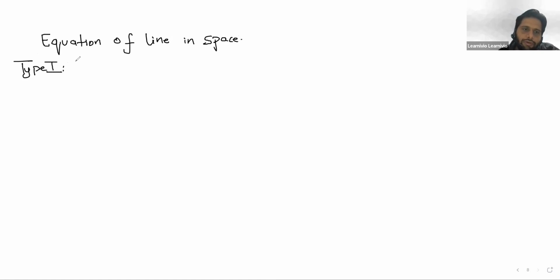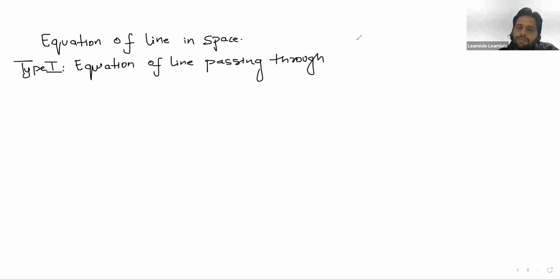Type first is equation of line passing through a point and parallel to a vector. Okay, it is type first.